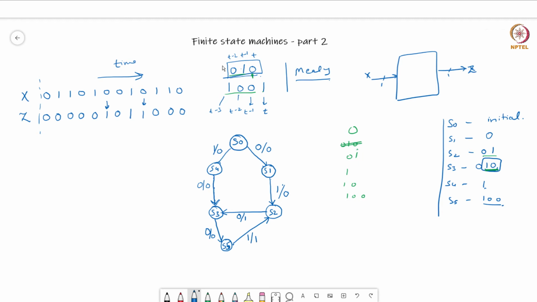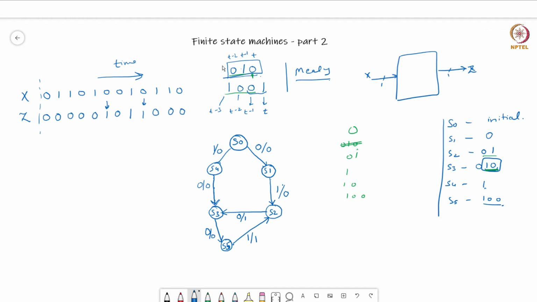Why S2? Because it represents that the last pattern is 01, actually this part. So that's why we will move to S2. With this we have matched both the patterns. Now it is still an incomplete state machine. Let's try to complete the state machine. How do we complete it? At every state we should know, for all the input combinations, what the next state should be.